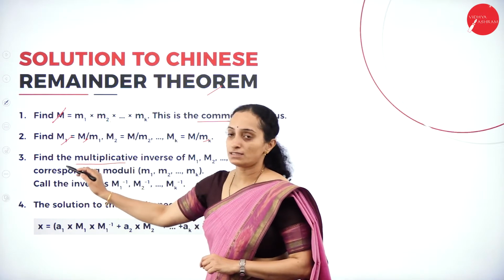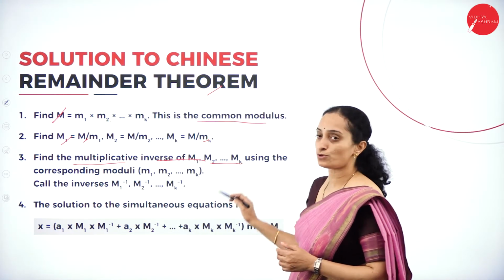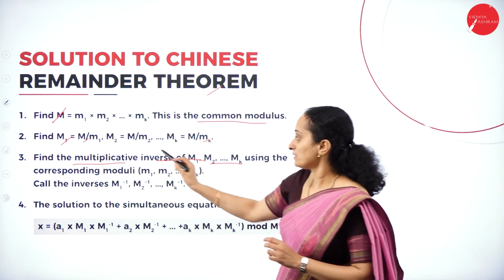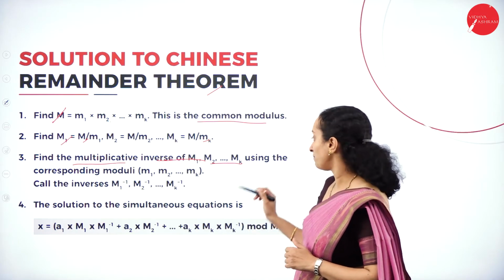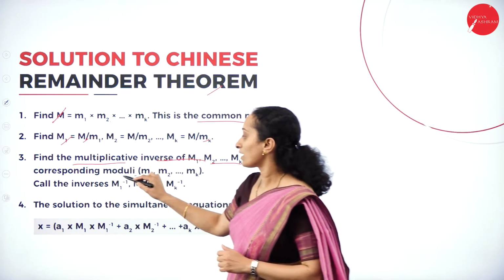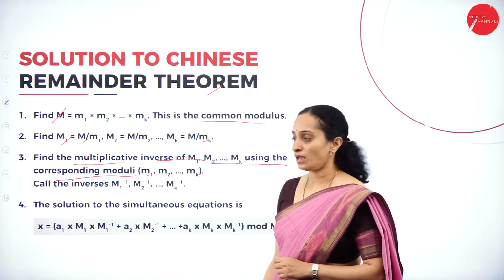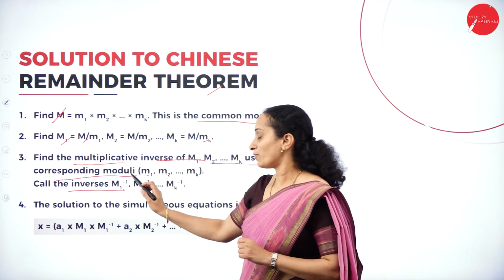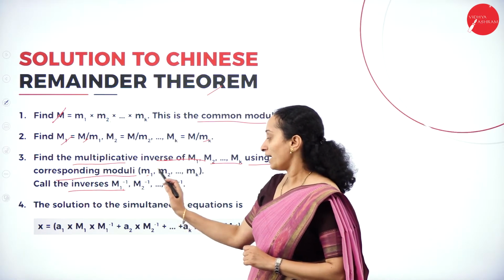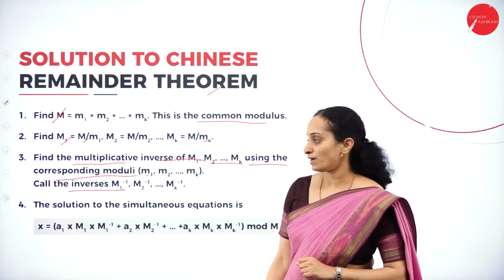The third step is to find the multiplicative inverse of M1, M2 to Mk. That is this one, M1, M2 up to Mk. Find out the multiplicative inverse using the corresponding moduli only, m1, m2 to mk. Call the inverses M1 to the power of minus 1, M2 to the power of minus 1, Mk to the power of minus 1.